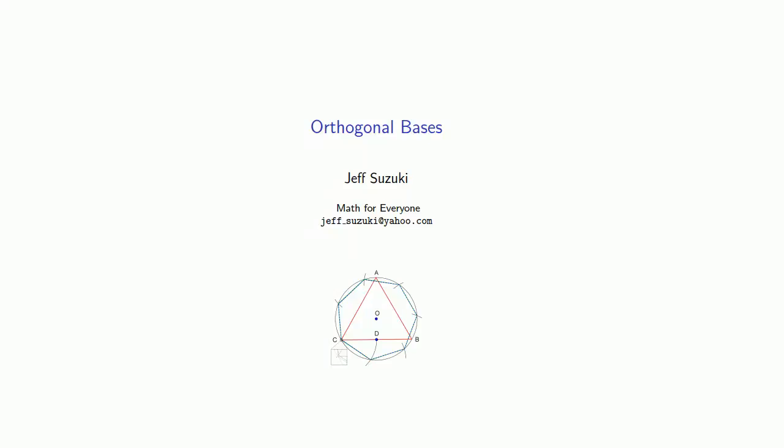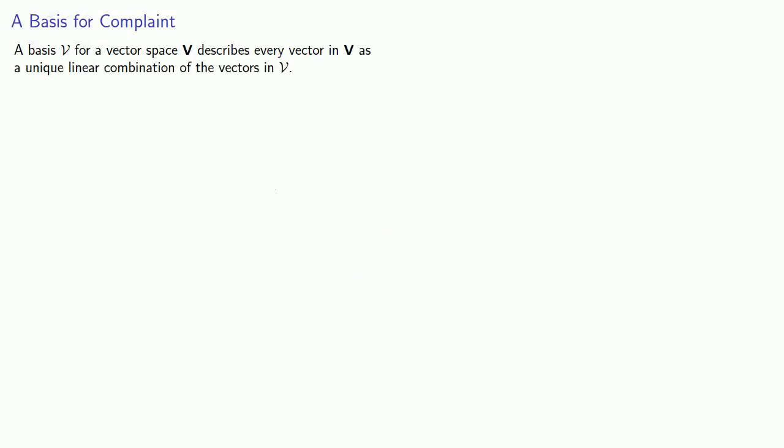One important use of the dot product is to find what are known as orthogonal bases. So remember that a basis for a vector space describes every vector in our vector space as a unique linear combination of the vectors in our basis. However, not all bases are created equal.